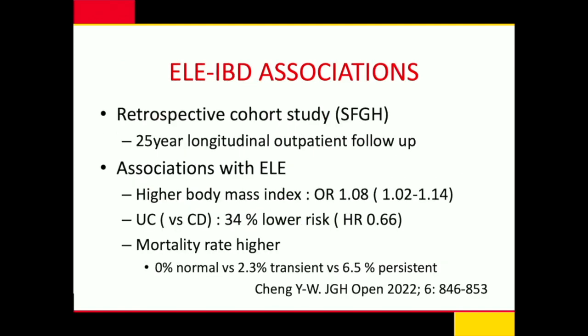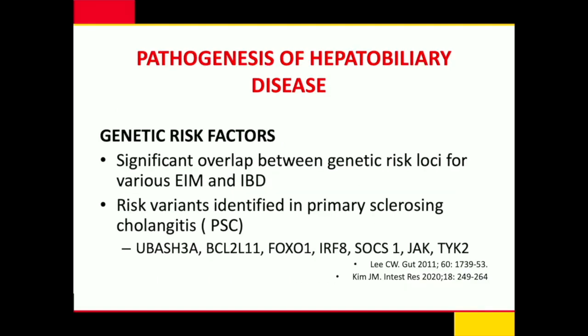This is a retrospective cohort study from San Francisco General, characterized by a very long follow-up, 25-year longitudinal follow-up. And these were the associations that emerged from this. It seemed to be associated with higher BMI. Ulcerative colitis was actually protective in this study. And again, higher mortality rates were noted in those who had persistent elevations of liver enzymes.